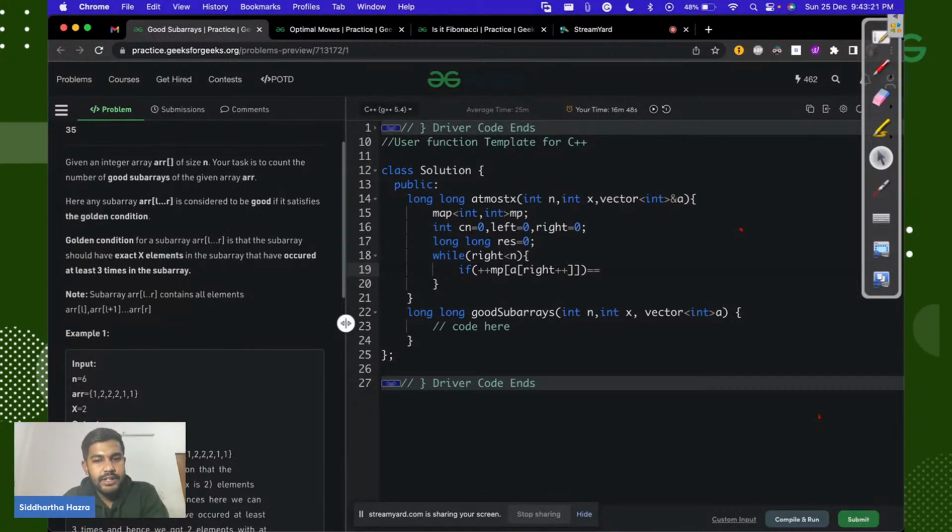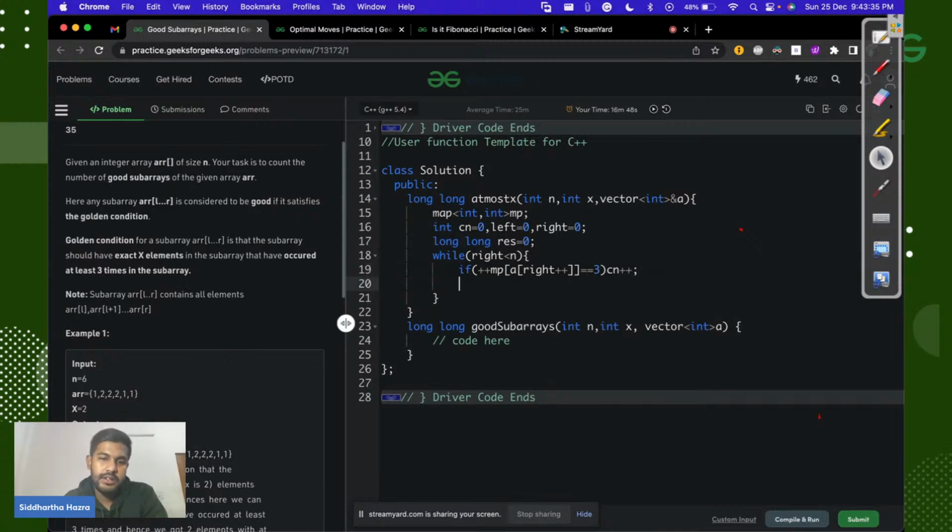After adding this, if the number of occurrences is equal to 3, then I would close the bracket and say cn plus plus. So cn has increased. Now I would say while the count is more than x itself, while the count is more than x.